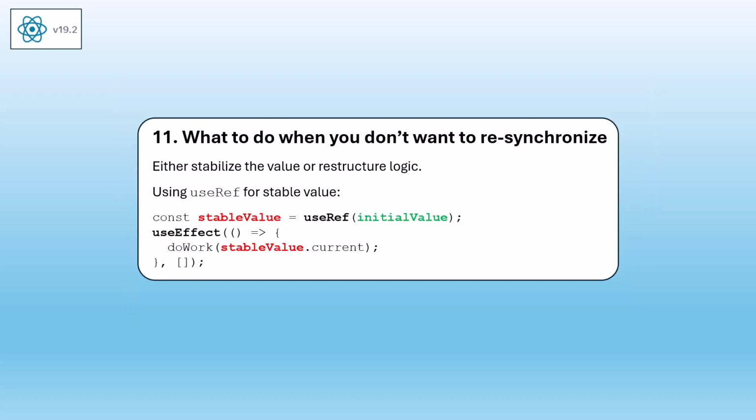11. What to do when you don't want to resynchronize. Sometimes you read a value inside an effect, but you don't want the effect to rerun when that value changes. In those cases, you have two choices. Restructure the code so that the value is not treated as reactive, for example, move it out of the render path, or mark it stable, or restructure the effect so that part of the logic is decoupled. Avoid permanently suppressing linter warnings, because they indicate a mismatch between your code and React's synchronization model.